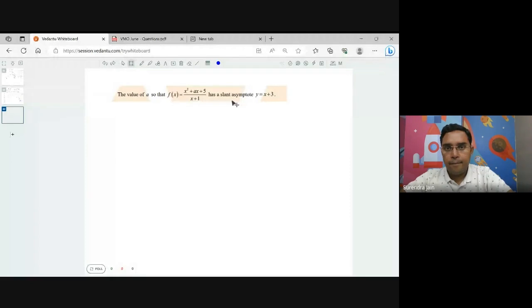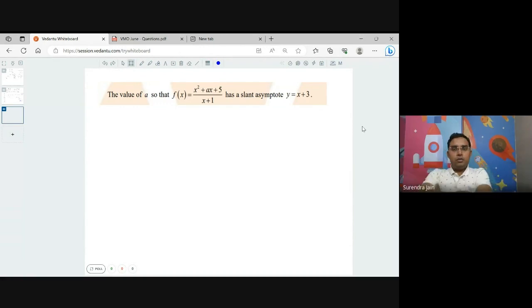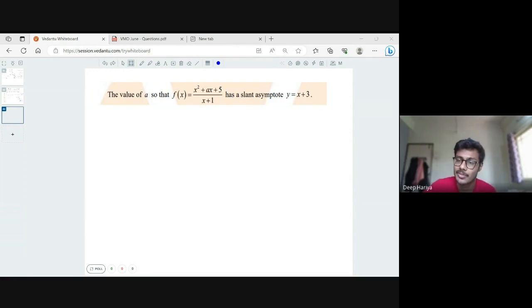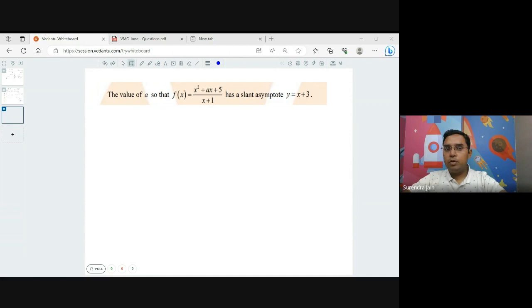Okay, I'll share my screen and show you a question. Can you see the question? Yeah. You have to find A so that it has a slant asymptote y equal to x plus 3. I'm sorry, sir. What will be the meaning of slant asymptote? It means if y equal to x plus 3 is to be an asymptote, what should be the property of this?